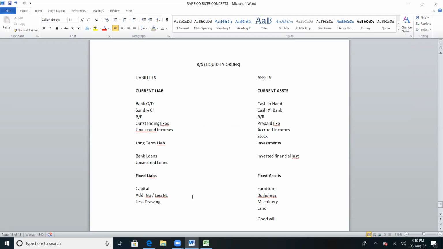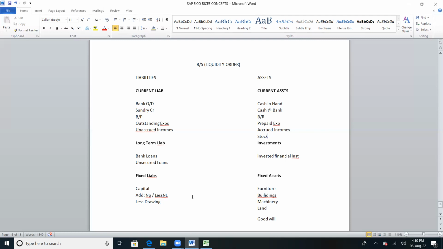Okay. And when it comes to permanence order, companies will prepare their balance sheet in order of permanence method. Is this clear? Anyone have questions on this? Yes, clear now.